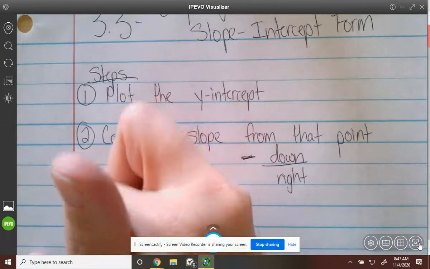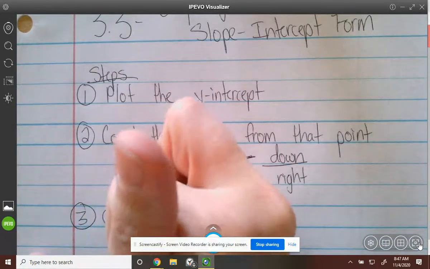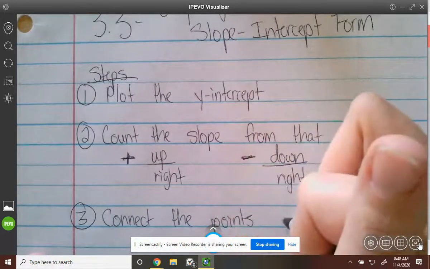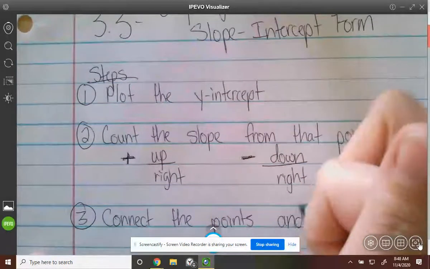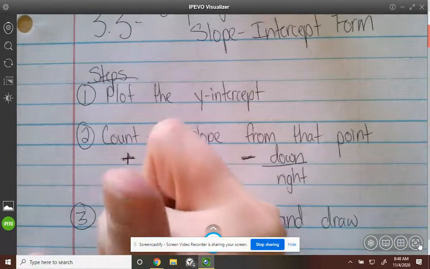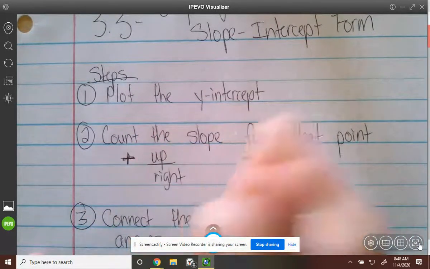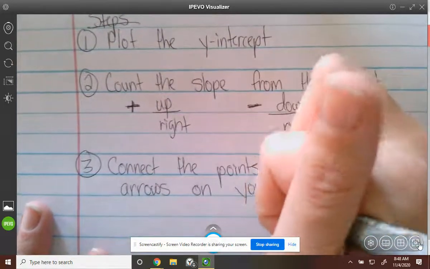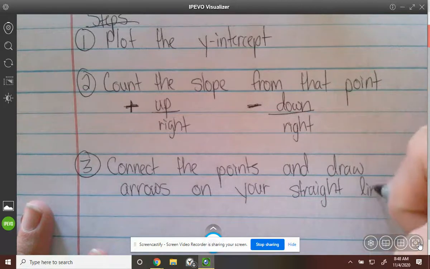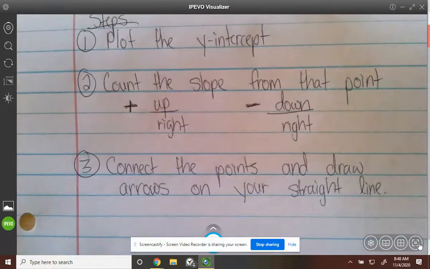And then the last step is to connect the points and draw arrows on your straight line. Okay, so those are all the steps.